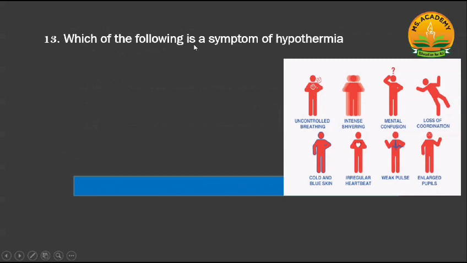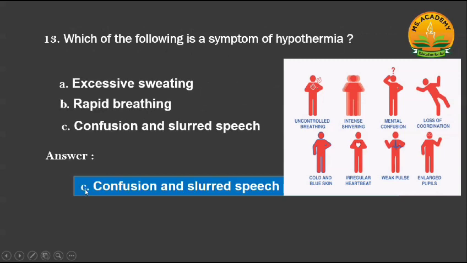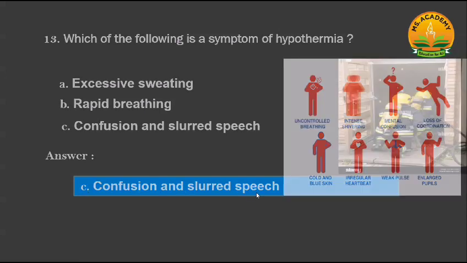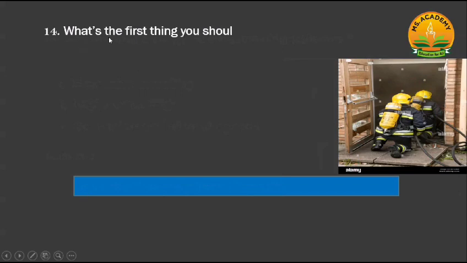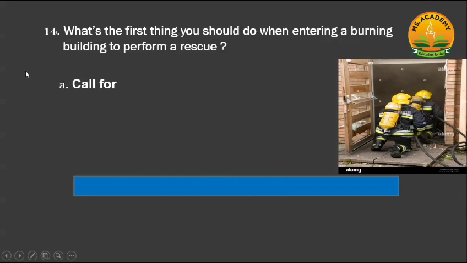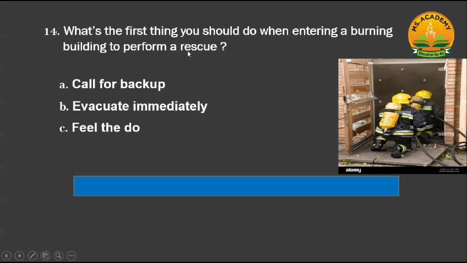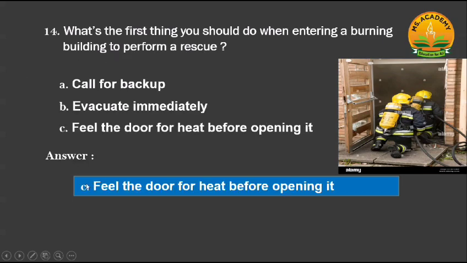Which of the following is a symptom of hypothermia? Correct option is C, confusion and slurred speech. What's the first thing you should do when entering a burning building to perform a rescue? Correct option is C, feel the door for heat before opening it.